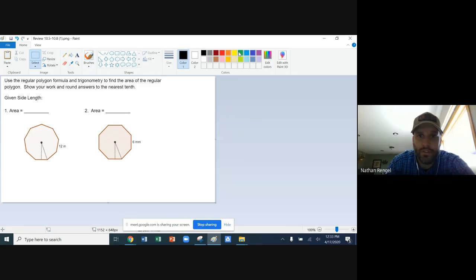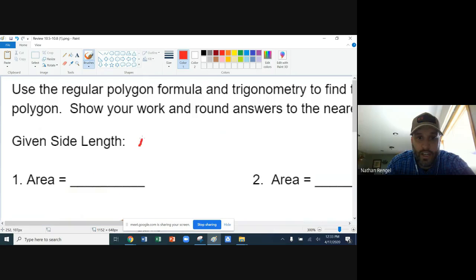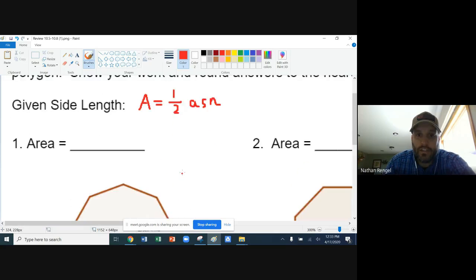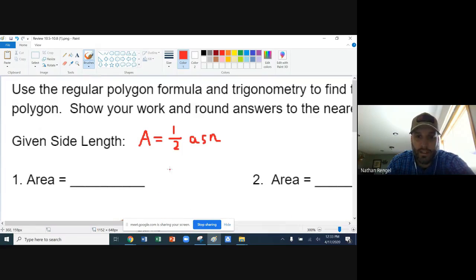For both of these we're going to be using the same formula, which I will just put at the top up here. The area is going to equal 1/2 ASN. So that tells us that we need to find the apothem. We need to find the side length, which is what we're given, so that's nice. We got that filled in. That's going to be 12 inches.